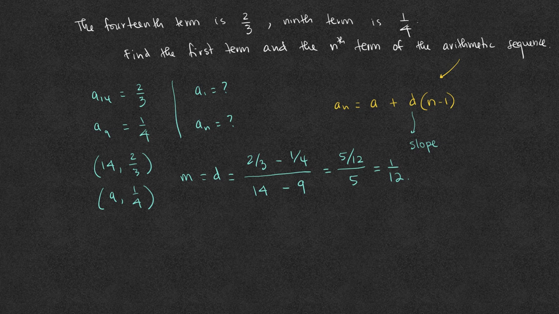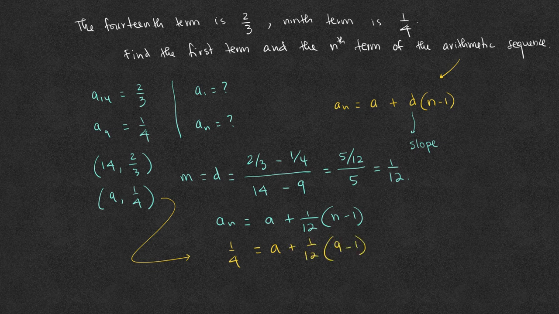We update our equation. a sub n is now a plus 1 over 12 times n minus 1. And again, n minus 1 is part of the formula. We're looking for a and d, and we found d. Next, we use any given point to find a. The output is 1/4 for the input 9. So we replace n with 9 and a sub n with 1/4.